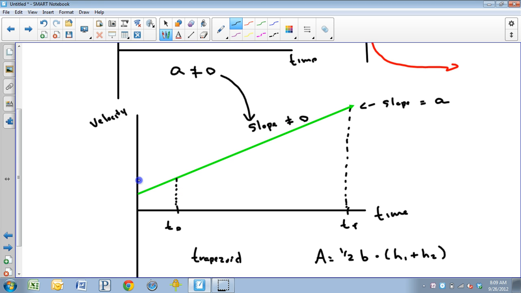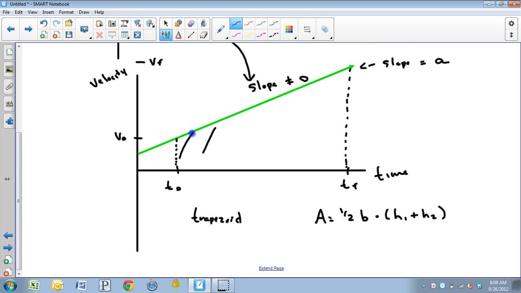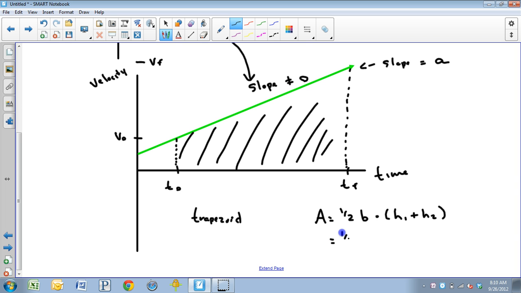So the 1/2 height 1 plus height 2 means this is our height 1 and this is our height 2. So let's call this one V initial right here, V0, right? Because we've got T0 and V0. And we'll call this one up here V final, right? Because it's T final. And so what's our area? Well, the area here, this whole big giant thing, we said was 1/2 the base, and the base is T final minus T initial. And our heights are V final plus V initial. And so we've got 1/2 T times V final plus V initial.